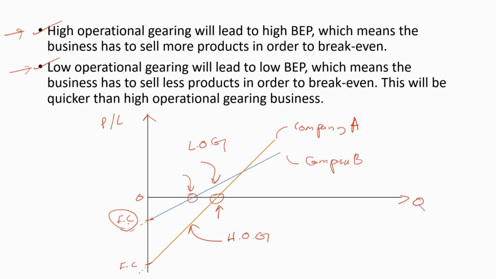Company B has the low fixed cost amount, which means they have low operational gearing. Company A is high, which means they have high operational gearing. So remember, if the fixed costs are high, the break-even point will also be high. If the fixed cost is low, the break-even point will also be low.